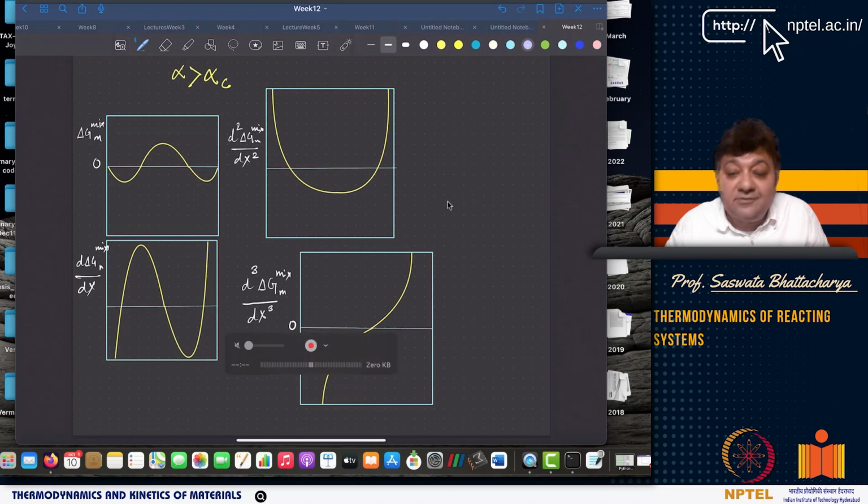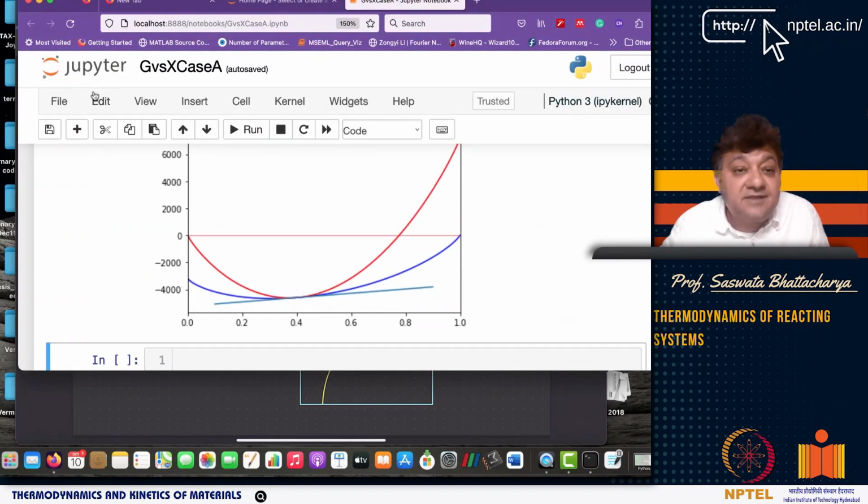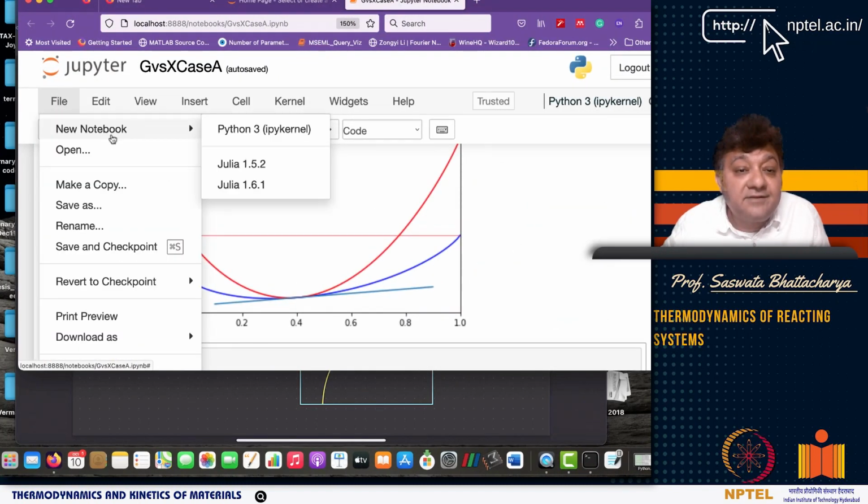So if I look at the curve, we then looked at another free energy curve, and there I had some problem. Some issues came in drawing a tangent line, so I have corrected this and I'll demonstrate that. Before that, I'll just recollect what we have done.